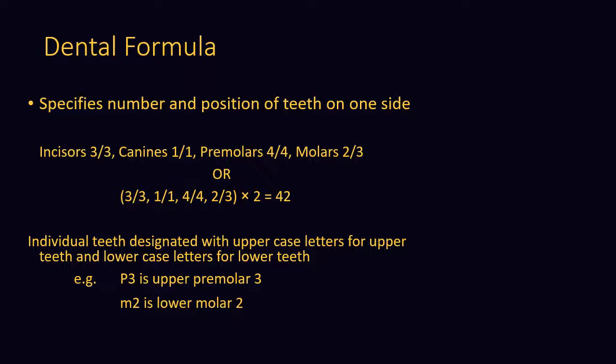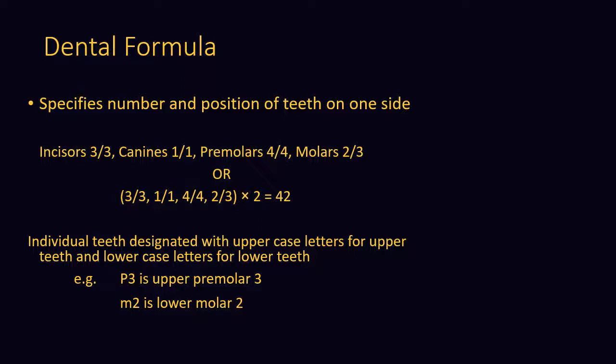So if we have 3 incisors on the right side, we're going to have 3 incisors on the left. But we don't necessarily have the same number of teeth on the top and the bottom. You might have 3 incisors on the top and 2 on the bottom. And sometimes you only have upper canines or you only have lower canines. So we need a way to describe how many we have on both the top and the bottom. So if we're talking about an animal that has 3 incisors on the top and bottom, 1 canine on the top and bottom, 4 premolars top and bottom, 2 molars on the top and 3 on the bottom, we would write this as such: 3, 3, 1, 1, 4, 4, 2, 3.